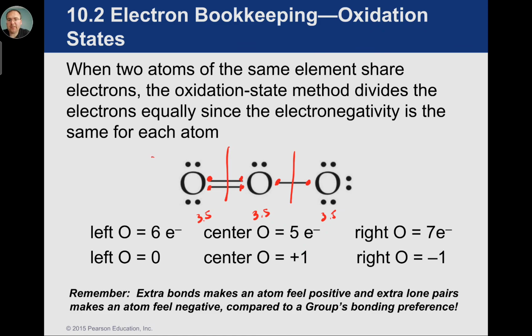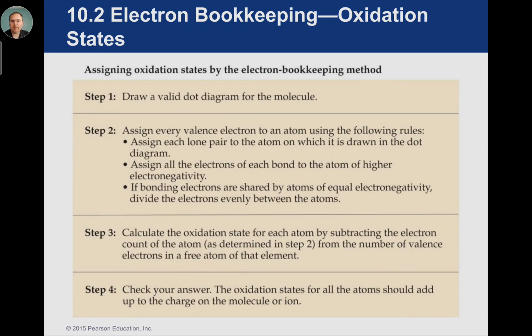Oxygen starts with 6 and it ends with 6, so it has no charge. Oxygen starts with 6, it ends with 5. It's going to be a +1 charge. Oxygen starts with 6, it ends with 7. It's going to be a -1 charge. So when you're sharing with yourself, you have to share equally. And that's what we're seeing here for ozone, the molecule, which is just another example of oxygen doing something that it may not want to, but because it's attached to itself, it has to.